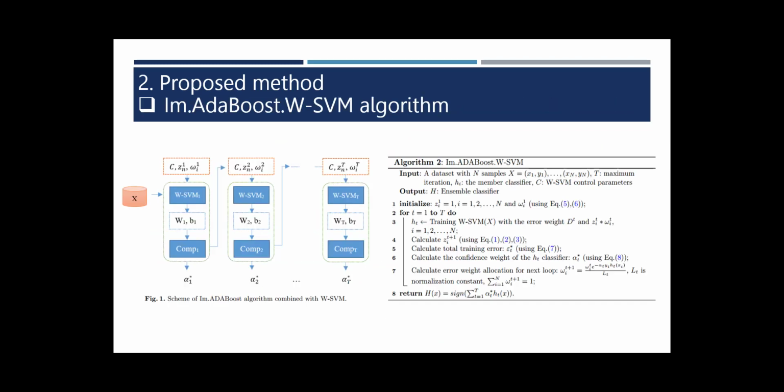In the current research, we propose an algorithm called AdaBoost, which is an extension of the original AdaBoost, by modifying 2 points, as mentioned earlier. In addition, we propose an algorithm using AdaBoost combined with WSVM, called AdaBoost WSVM, where WSVM is used as a member classifier. The AdaBoost WSVM scheme is described in Fig. 1, and the AdaBoost WSVM algorithm is shown in Algorithm 2.